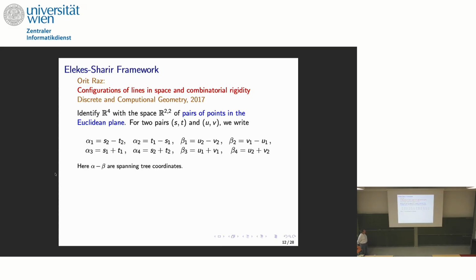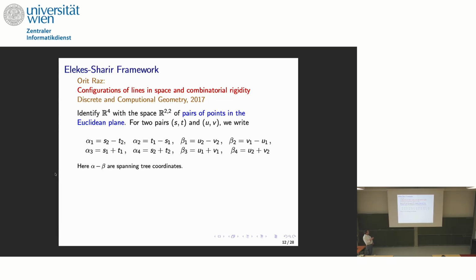So this is the Elikesh Sharia framework. And these are people in computational geometry. And we found this very nice paper by Orit Raz called Configurations of Lines in Space and Combinatorial Rigidity. So space is 3-space, and combinatorial rigidity, I'll tell you what it is. Orit is a professor at the Hebrew University in Jerusalem. And this was published 9 years ago. Okay? So here's what we do.